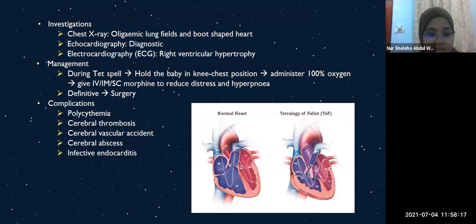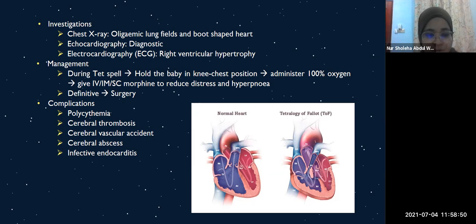Okay, so in investigation, we can see the oligemic lung field due to reduced pulmonary vascular markings and also a boot-shaped heart. In echocardiography, we can see right ventricular outflow obstruction, right ventricular hypertrophy, ventricular septal defect, right-to-left shunt, and also pulmonary stenosis. Echocardiography is the diagnostic investigation in tetralogy of Fallot. And then in ECG, we can see right ventricular hypertrophy.